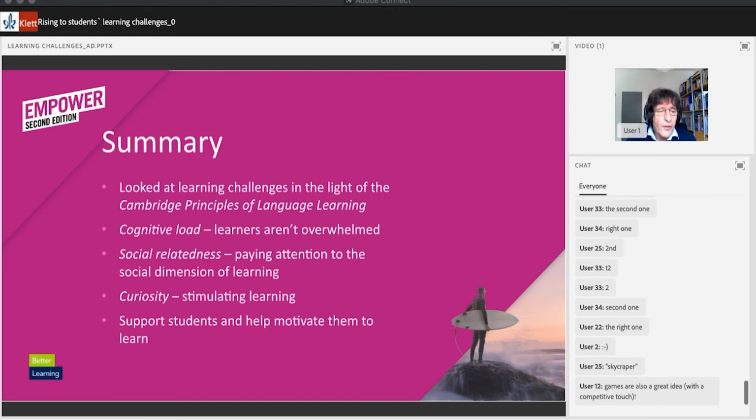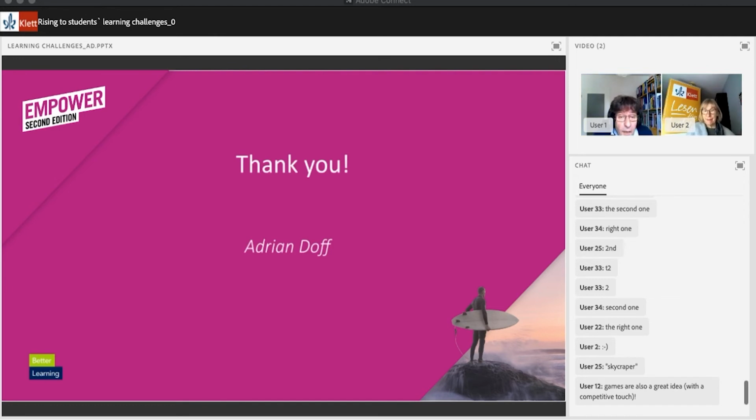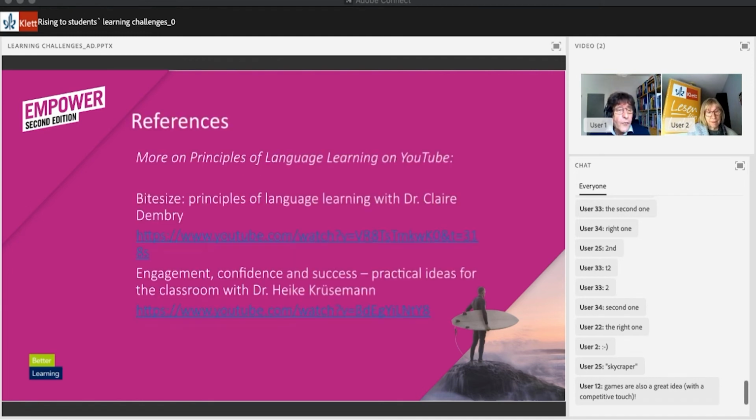And we looked at these three areas. We had a look at cognitive load, and we saw the importance of learners not being overwhelmed. We looked at social relatedness, and saw the importance of paying attention to the social dimension of learning as well as the linguistic dimension. And finally, we looked at curiosity and how curiosity is important in stimulating learning. All of these features are ways, of course, of supporting our students, helping to motivate them and helping to overcome the challenges that we looked at the beginning of this webinar.